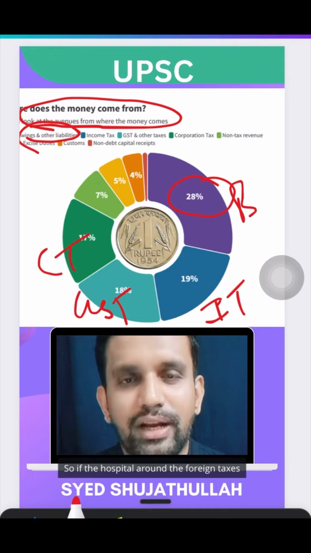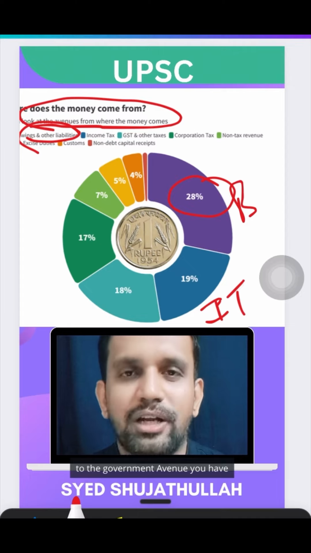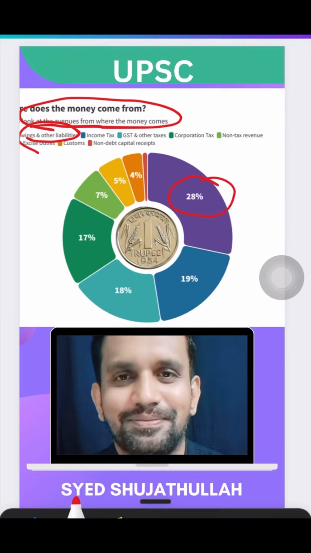So if they ask you to arrange the following taxes in the chronological order of their contribution to the government revenue, you have to list these three.